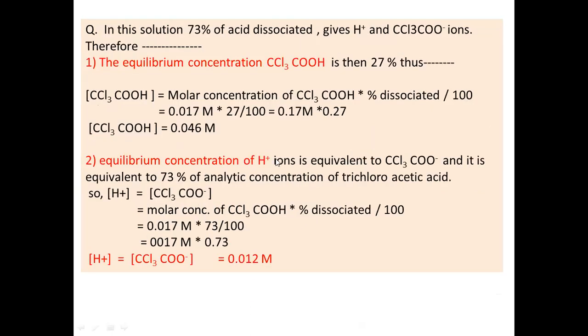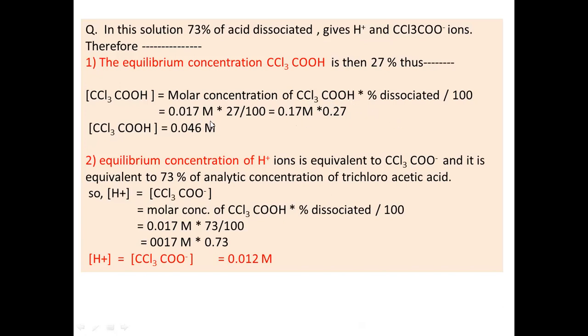Now, second, what is important is that in this particular solution, that is trichloroacetic acid in 100 ml of water, it is dissociated only 73%. So only 73% is dissociated. So probably H plus and CCl3CO minus are the ions formed in the solution. So at equilibrium, the concentration of CCl3COOH is only 27% remaining. So thus the CCl3COOH concentration is equal to the molar concentration of trichloroacetic acid into percent dissociated divided by 100.